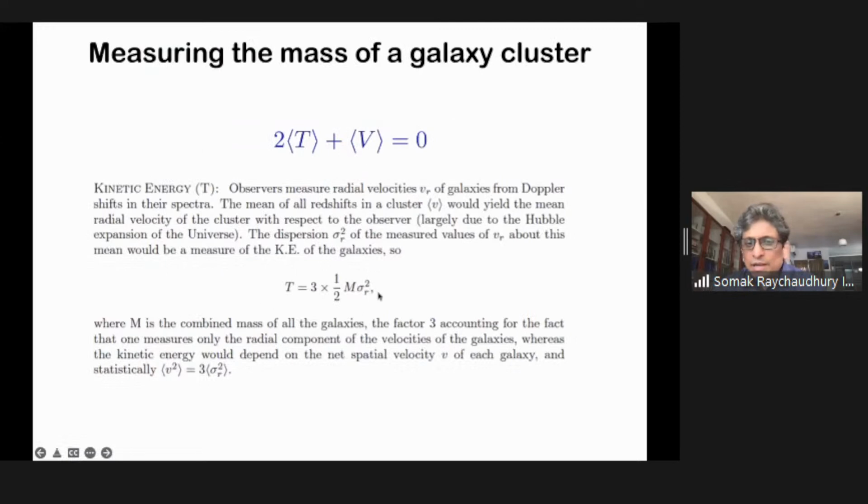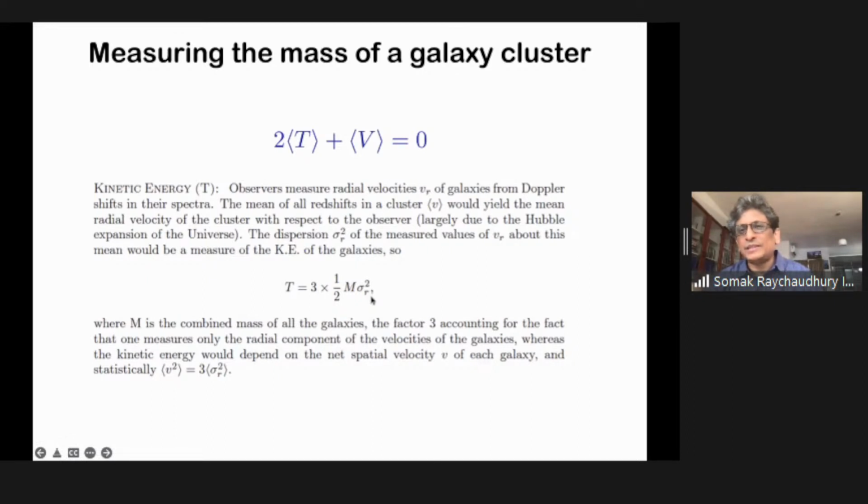Once you take the radial velocity dispersion, you have to multiply it by 3, just like you do in kinetic theory of gases. Because it's one component, statistically, you have 3 components of velocities. So you multiply that by 3, and then you get 3/2 m sigma squared.